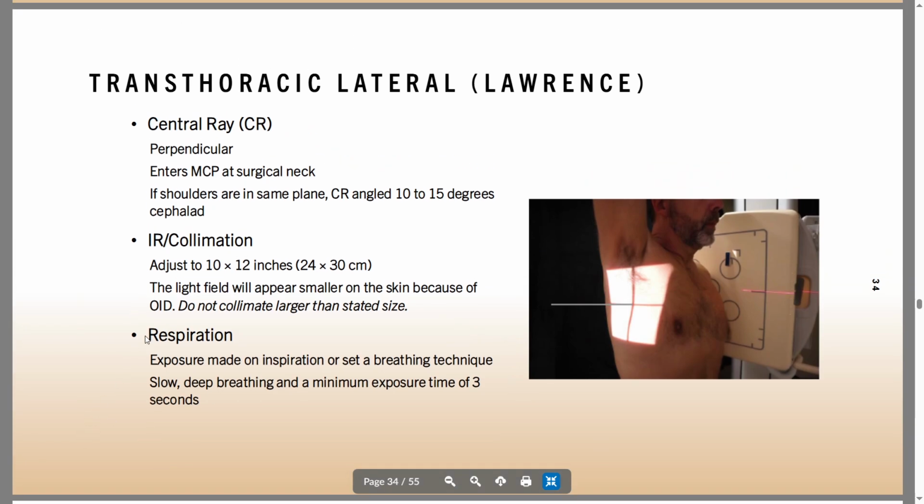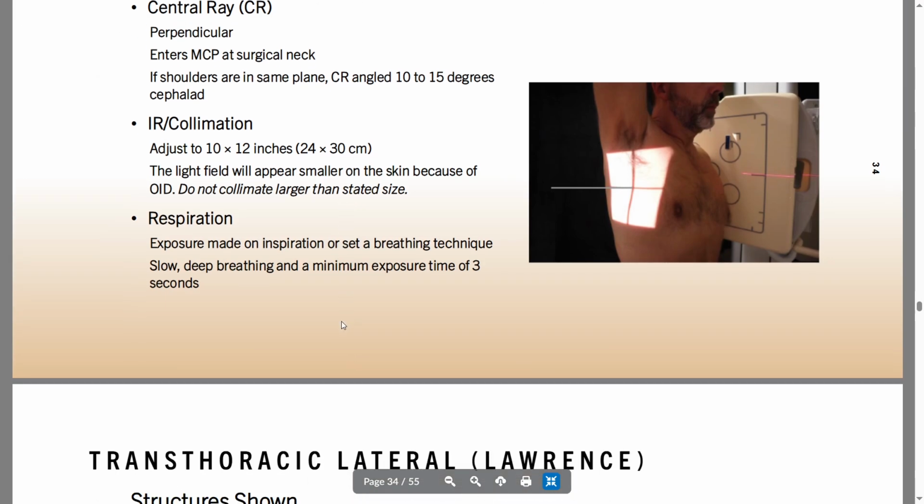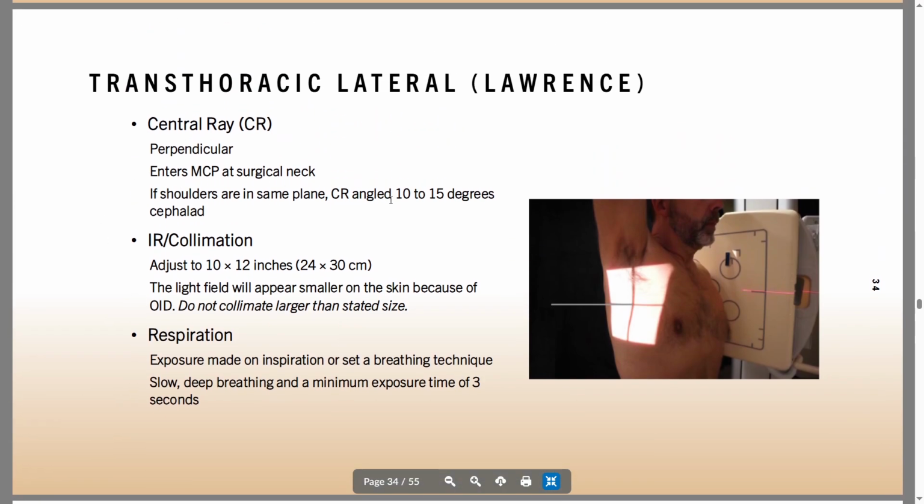Everything else will be the same. Same kind of thing for holding respiration. And we certainly don't want to collimate larger than the stated size to get something more like a lateral chest radiograph. It does say that you can angle 10 to 15 degrees cephalad in order to get a better view of the shoulder, if when they raise this unaffected arm, it's on the same plane as the affected arm still. Don't worry about that for comps' sake, but just know that that's something that you could do if you don't feel like you're going to actually capture that shoulder with putting this central ray so low.